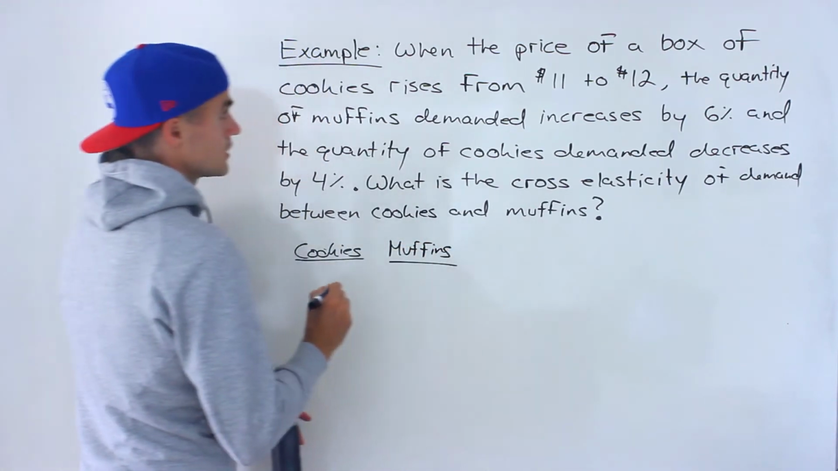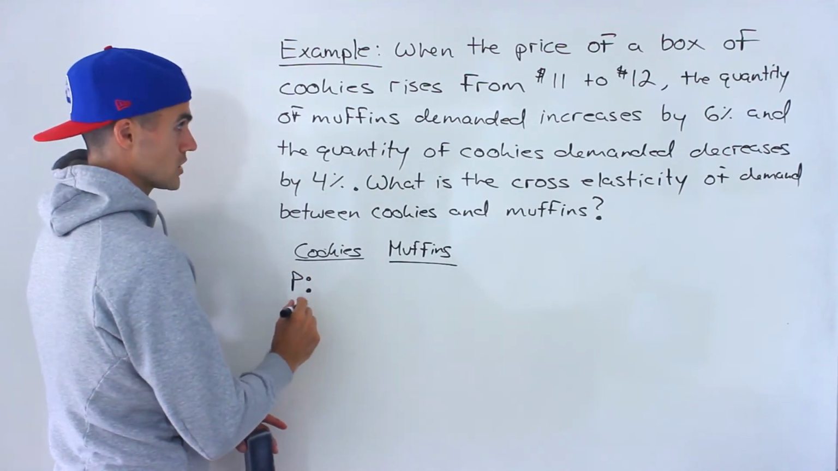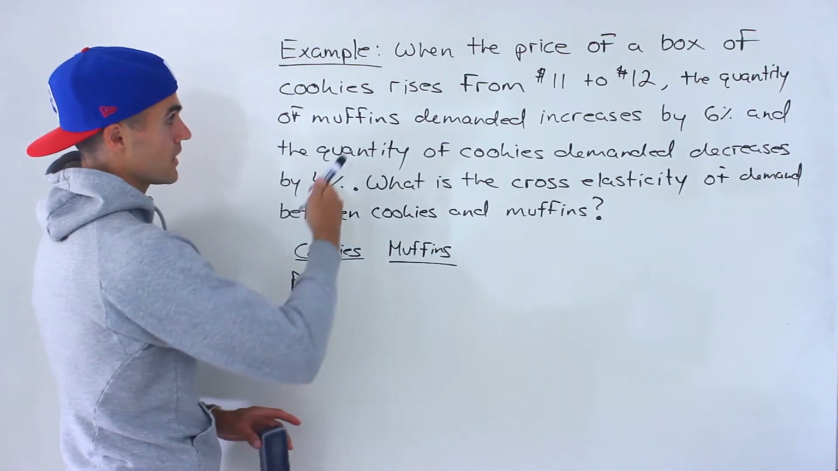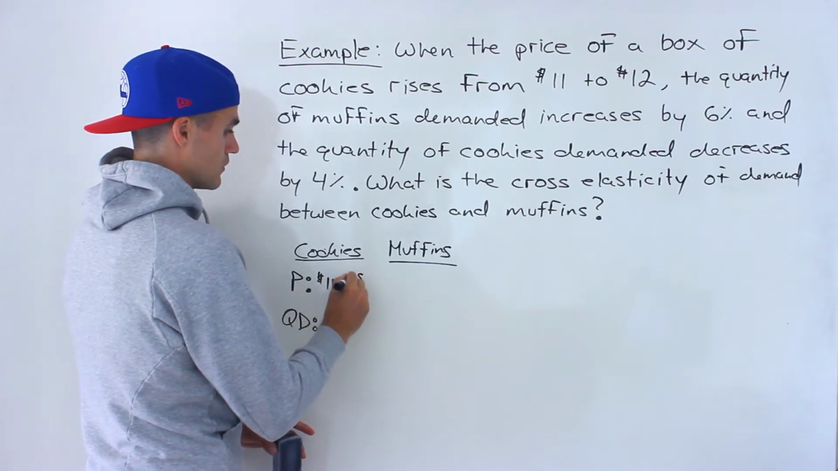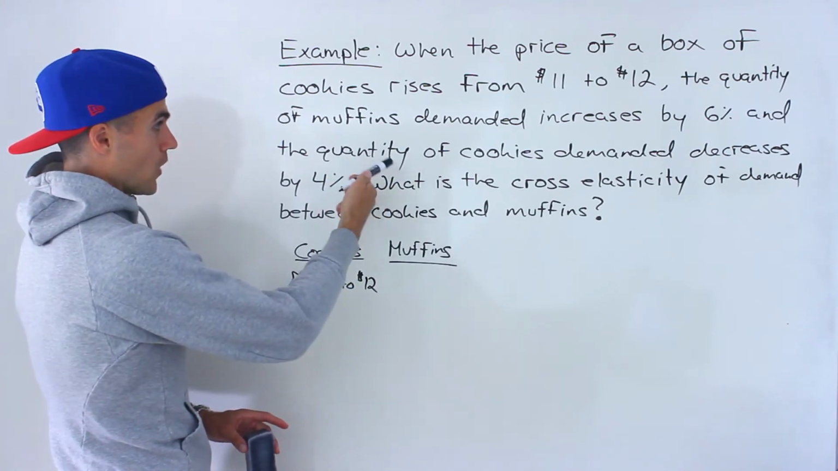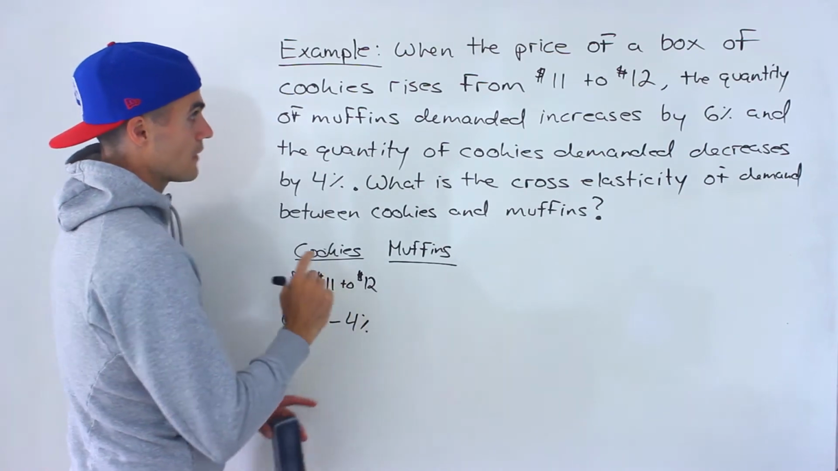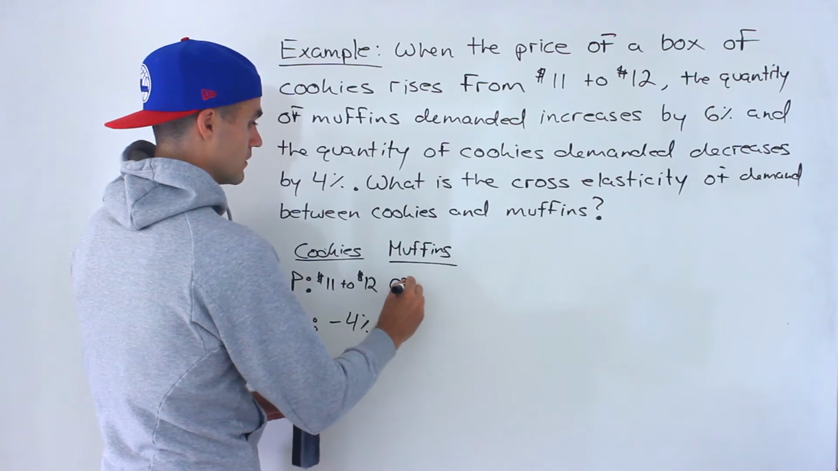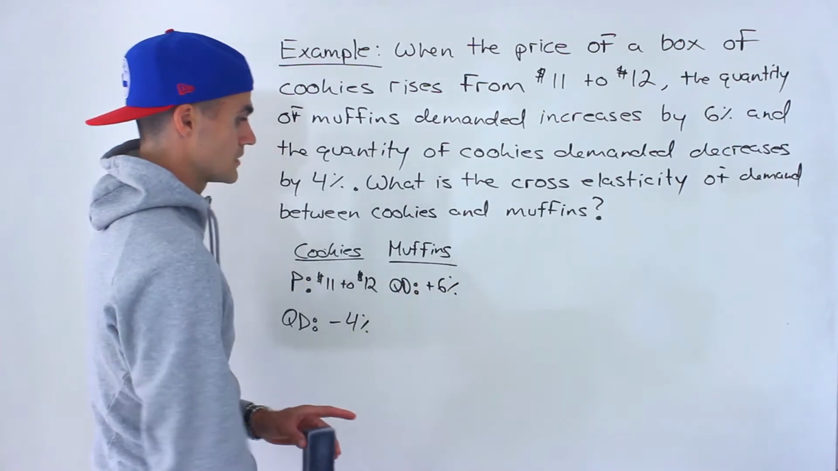So starting with cookies, we're given information about the price. We're also given information about the quantity demanded. So notice that the price goes from 11 to 12. And then we're told that the quantity demanded decreases by 4%. So we'll have negative 4% here. And then for the muffins, we're only given information about the quantity demanded. And we're told that it increases by 6% right there.